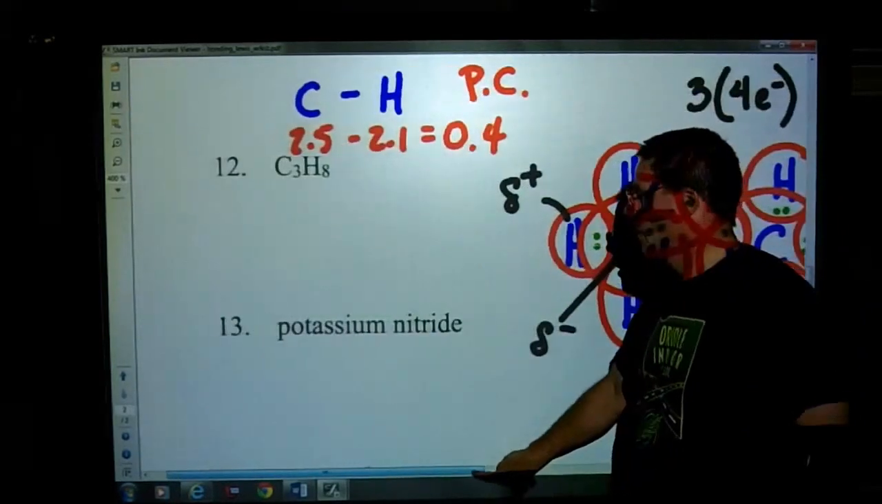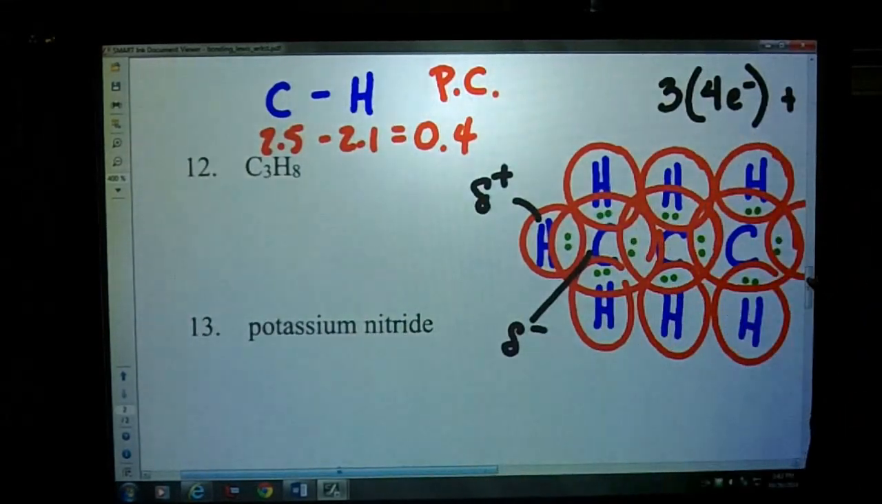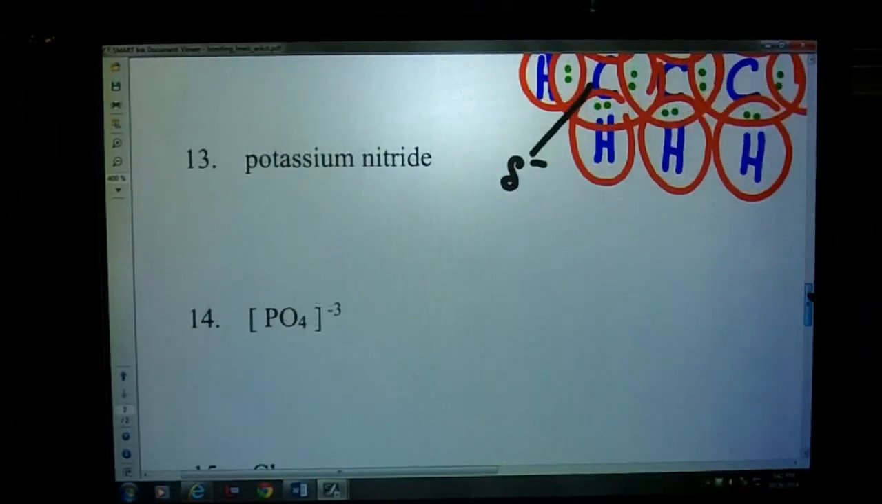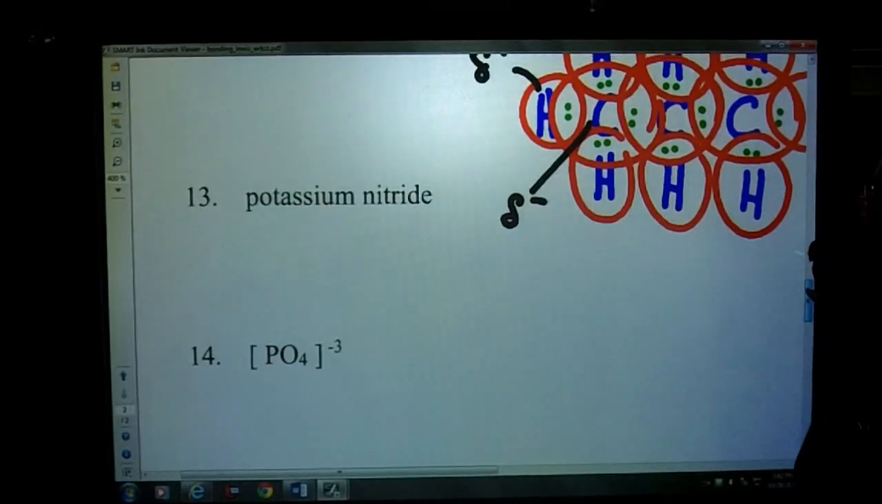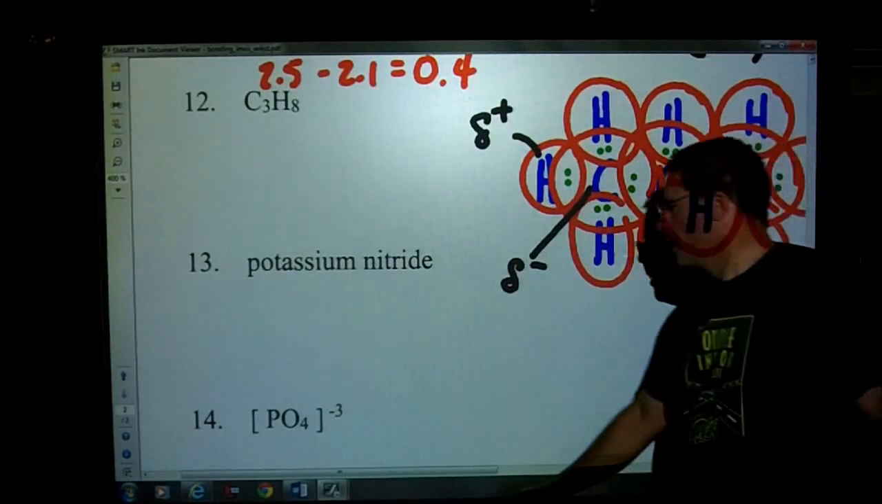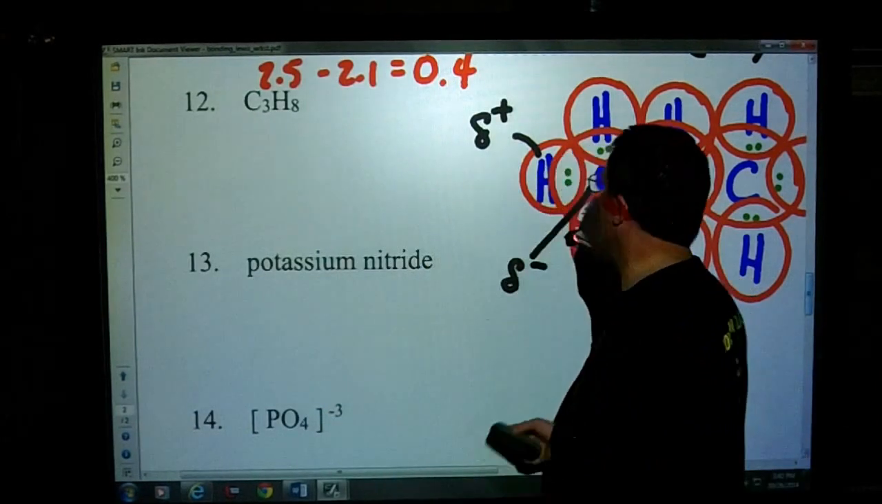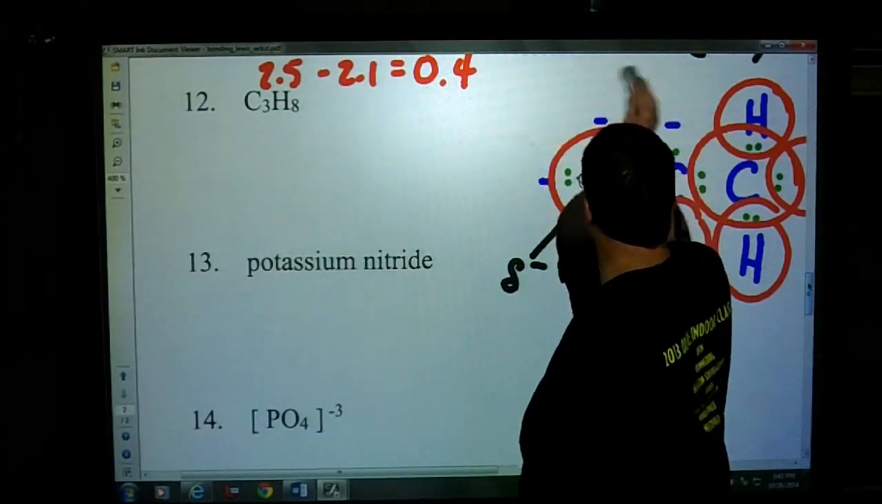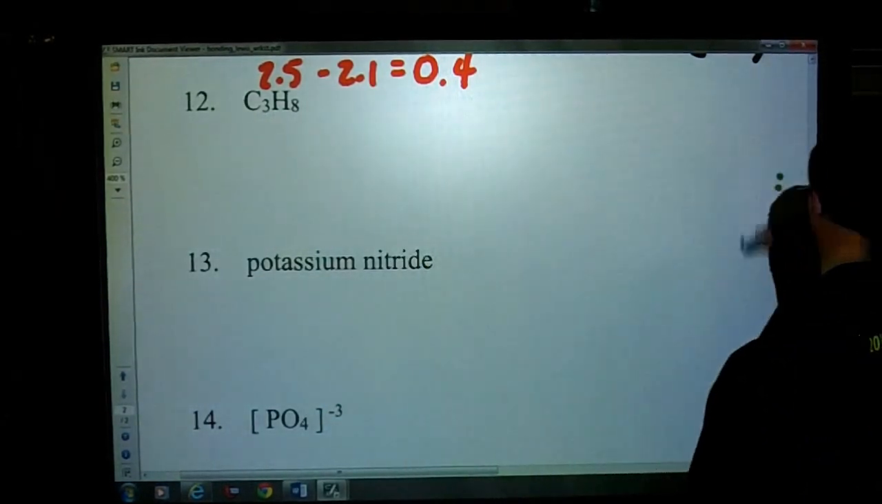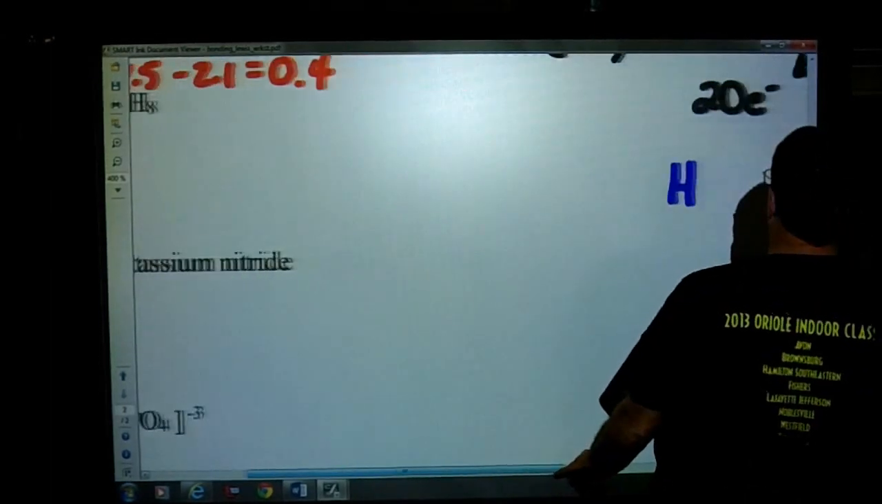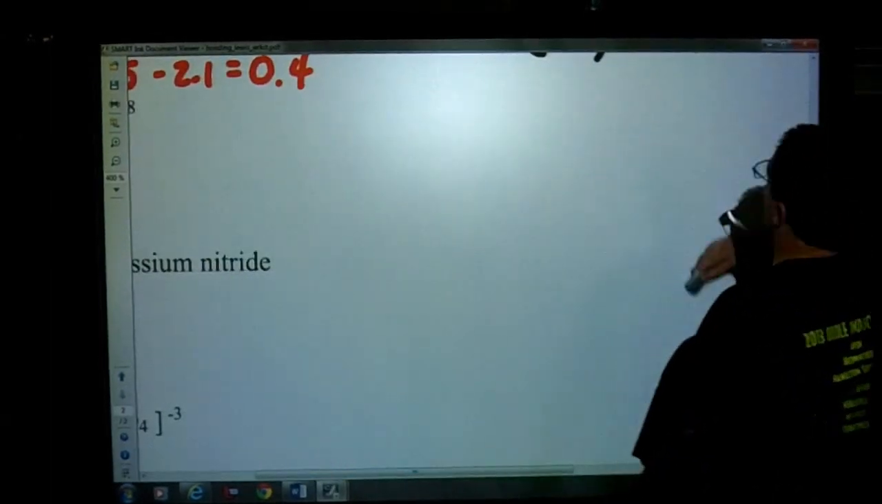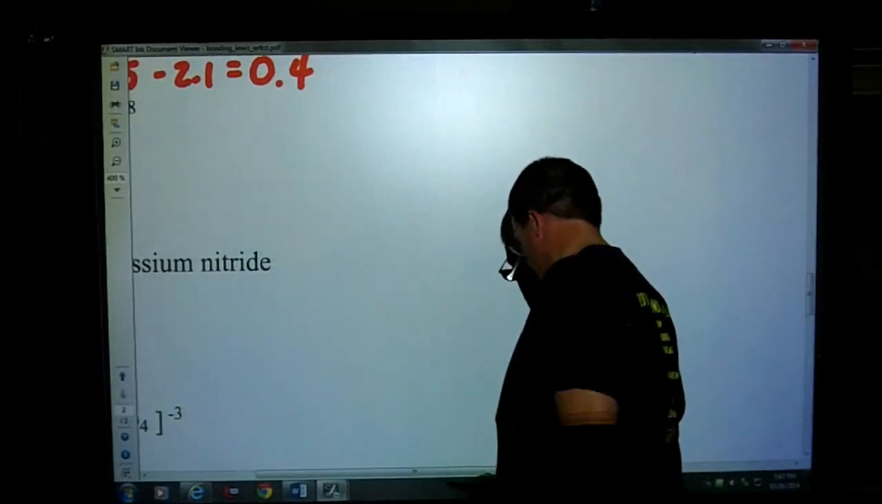Okay, let's go ahead and do potassium nitride. We'll skip this one. I'll let you do 14 on your own here. So let me zap this. I can't remember if we do an ionic one. If we do, then great, we'll have more practice.